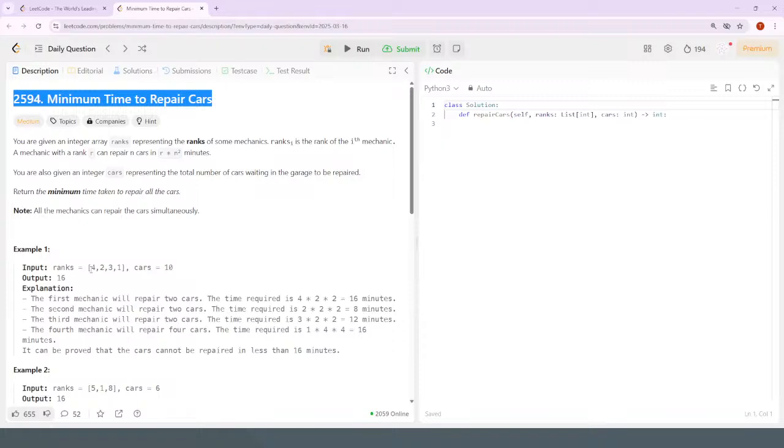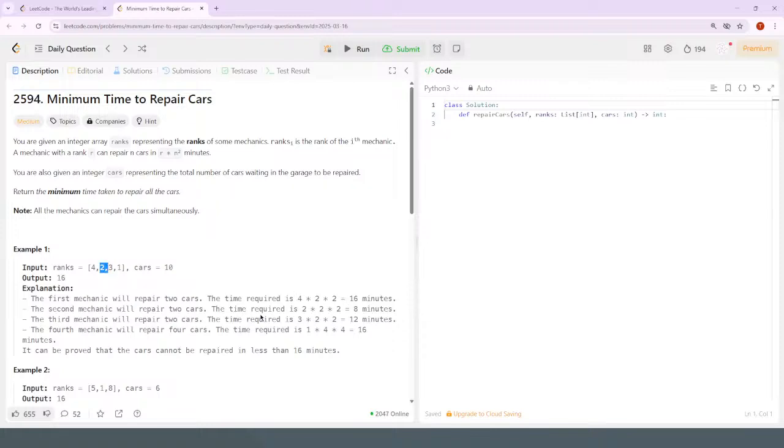Okay, so the ranks are 4, 3, 2, 1. The number of cars is 10. The first mechanic will repair 2 cars, because you multiply their rank by n squared, where n is the number of cars. So the rank times n squared, and they repair 2 cars. It'd be 4 times 4.